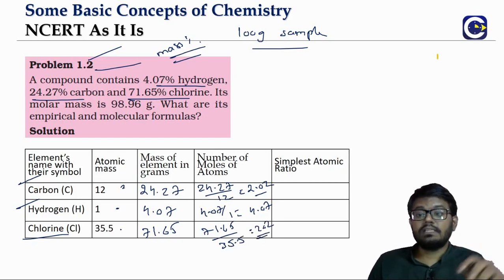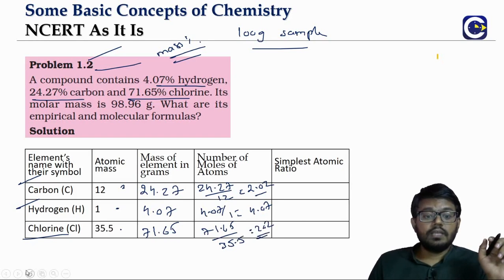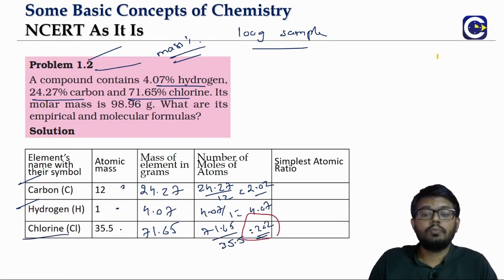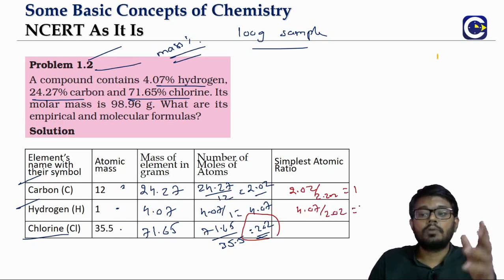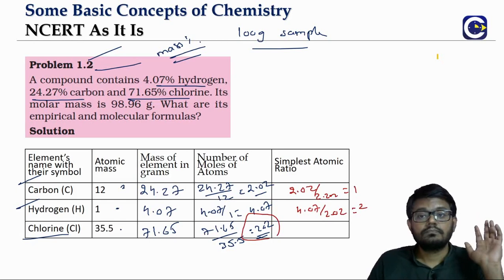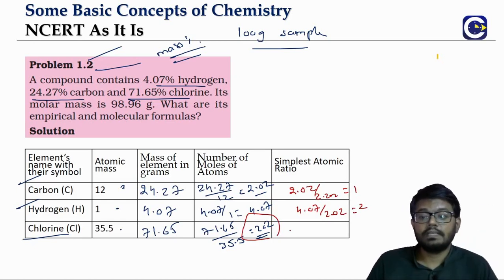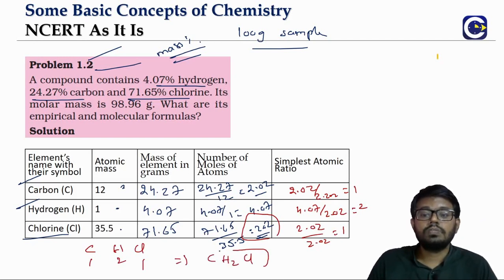So we have to get the simplest ratio of these atoms. For that, we will see which is the least of them. We will pick 2.02 and divide everything by that. 2.02 by 2.02 is 1. 4.07 by 2.02 we will approximate to 2, because at the end of the day we have to get simple whole numbers. The last one is also 1. So look at this, C1, H2, Cl1. So what is the empirical formula? CH2Cl. This is the empirical formula.